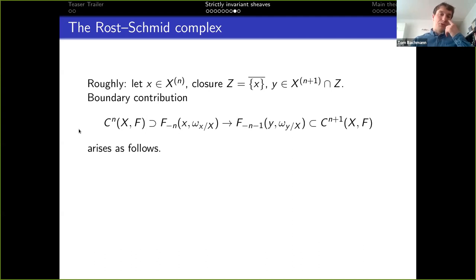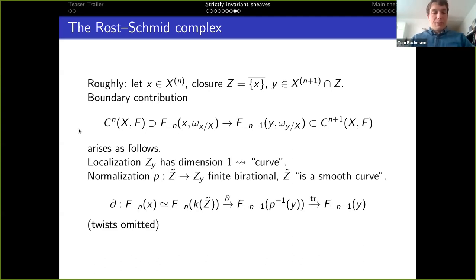And so what do you do? Okay, let me quickly go over this. What you do is you take your Z, which is some scheme, likely singular, of some dimension. But what you do is you localize it at this point of codimension one. So now you have a curve in some sense. It's not of finite type over the base field K, which we started with, but it's some kind of curve. And then what you do is you normalize it. So you pass to the Z tilde, some canonical procedure. If you know about algebraic geometry, this is some finite birational morphism. So the Z tilde is now a smooth curve in some sense.